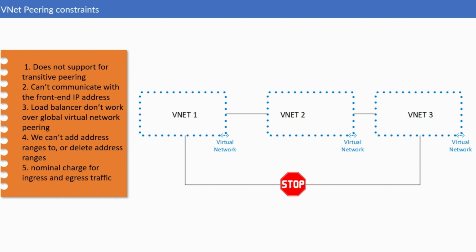We cannot add address ranges to or delete address ranges from the virtual network address space once the virtual network is peered with another virtual network. That is, once VNet peering is configured, you cannot make address changes. I mean, adding or deleting an address range is not allowed. And the final and important one, there is a nominal charge for ingress or egress traffic that utilizes the virtual network peering, though it resides within the Azure framework.